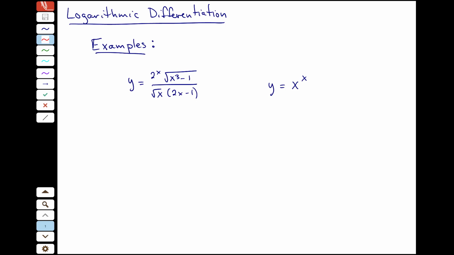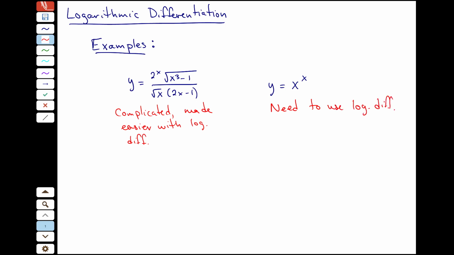So again, the first example is complicated, but it's made easier with logarithmic differentiation. And in the second example, I actually need to use logarithmic differentiation because no other derivative rules apply.